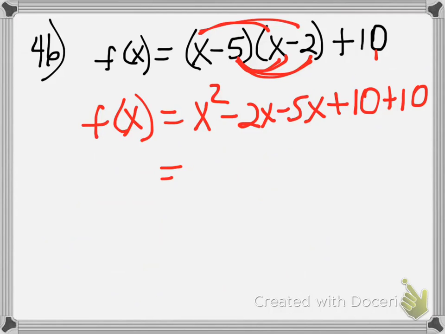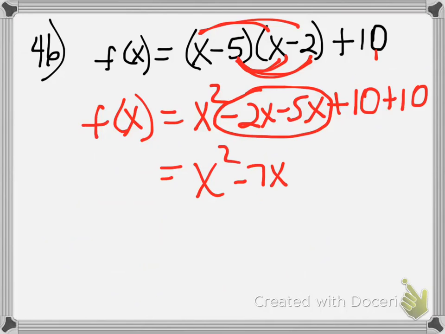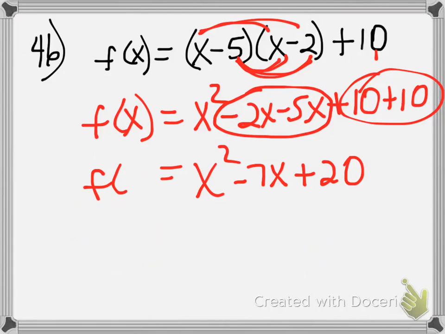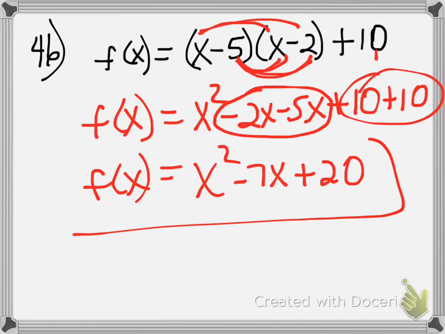So when I combine my like terms, I have x squared. Then I have negative 2x and negative 5x together, which is negative 7x. And then I have 10 plus 10, which is 20. So f of x equals x squared minus 7x plus 20. That's standard form.